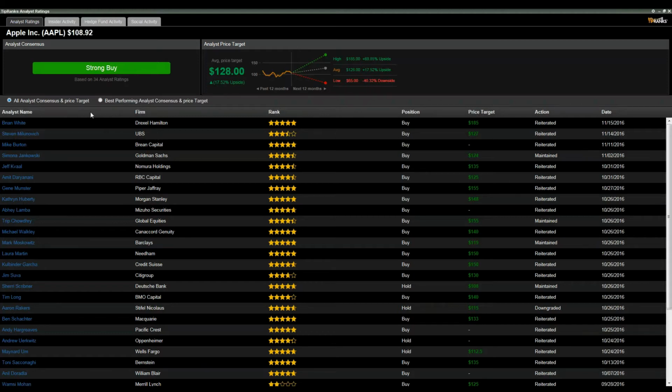Now, basically, when you click that, what you would see is the difference of the consensus if you look at all the analysts, as opposed to if you look at only those that have consistently generated returns. We call this a smart consensus, because other than just looking at what 50 analysts are saying, you can look at what the best 20 analysts or so are saying and get a much more accurate consensus.